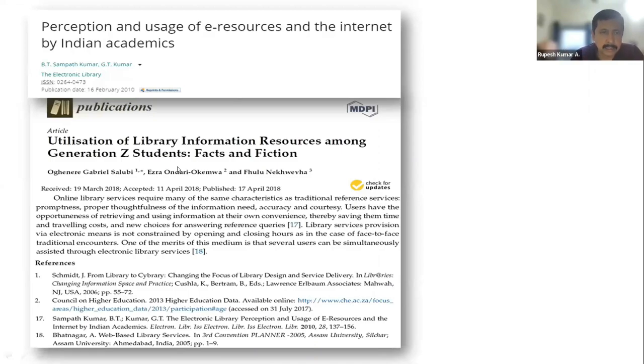So if you look at these two articles, the first article is published in 2010. The second article is published by these three authors in 2018. There's an 8-year gap, but look at the titles and you can derive some commonality between these two articles. Both the articles are focused on the usage of resources, usage of information resources. So these three authors, Salubi, Ondari, Okengba, and then Nekweva, have introduced one particular part. I have taken the extract of one paragraph. I'll point you to that particular paragraph, that particular line.